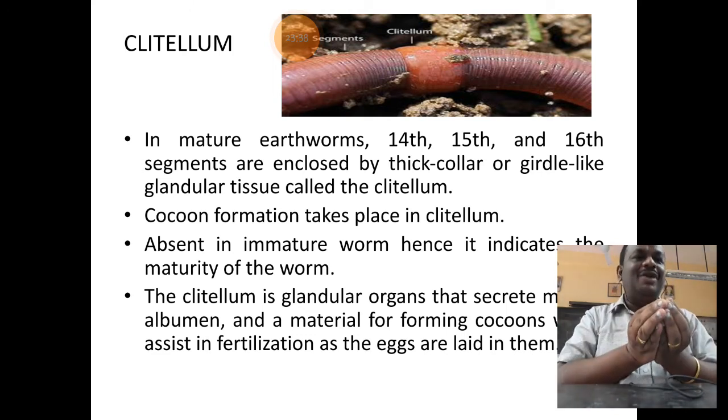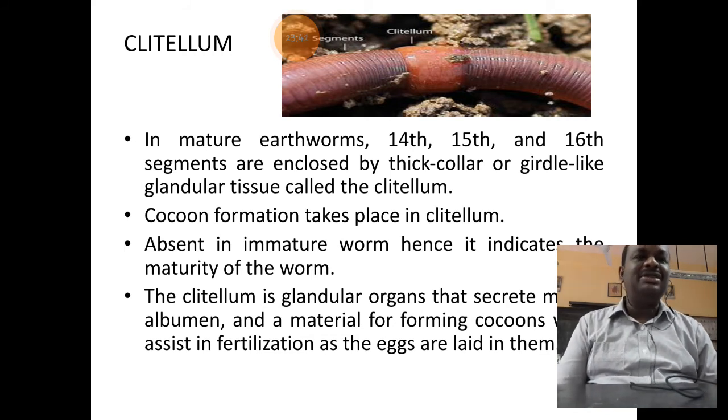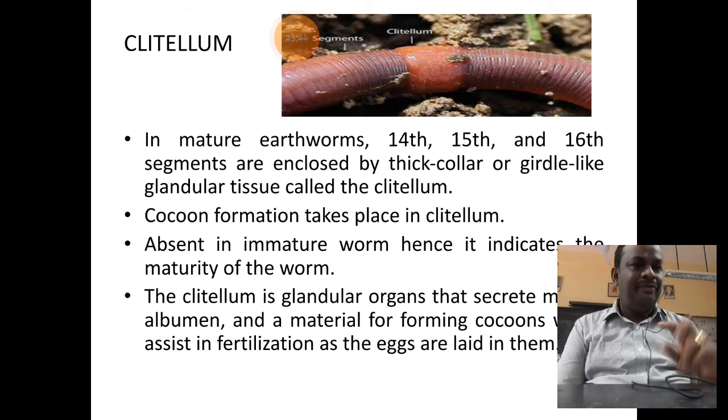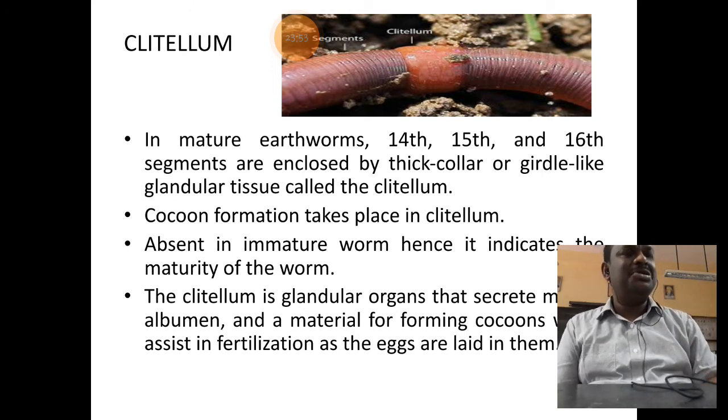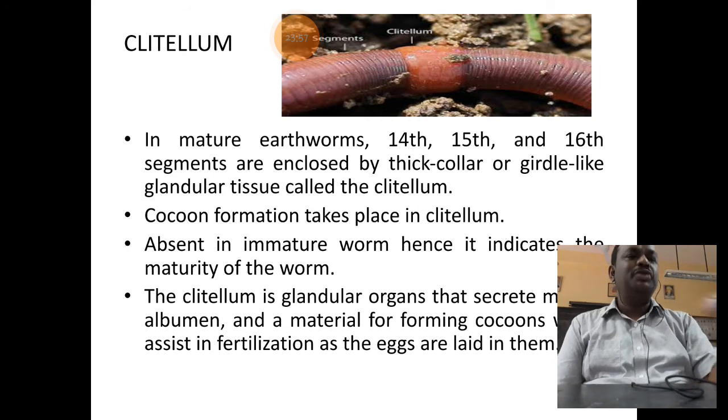So, that structure we call it as cocoon. We will study this in detail when we take up the reproduction in the earthworm, but right now you will have to remember Clitellum is involved in the formation of the cocoon. Okay, it plays a major role in the formation of cocoon, and that cocoon covering is majorly contributed by the covering of Clitellum itself.